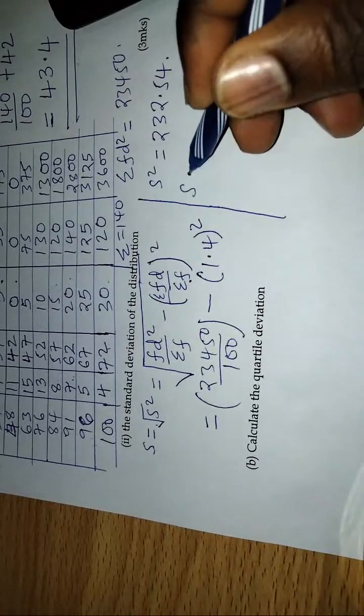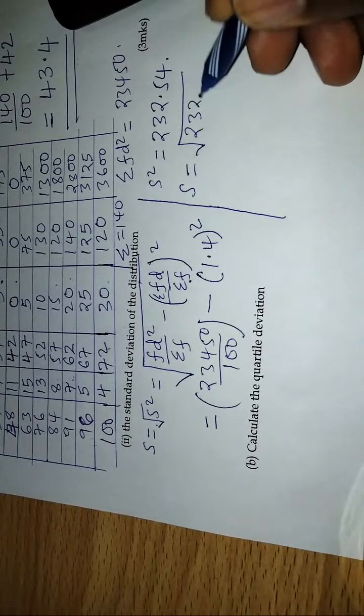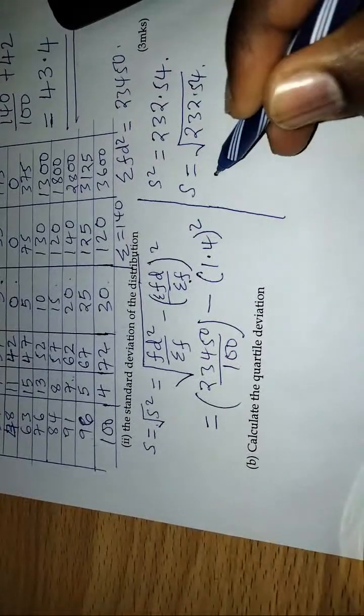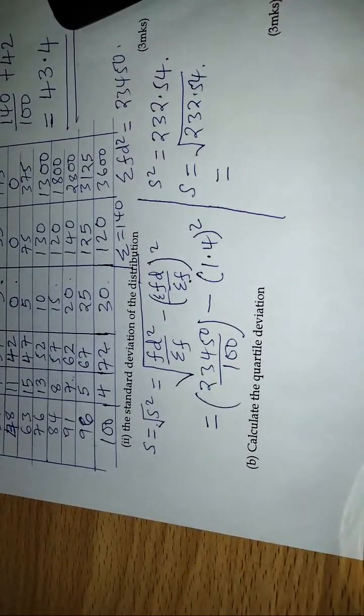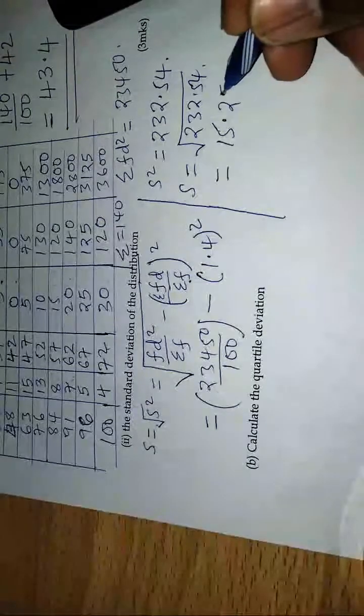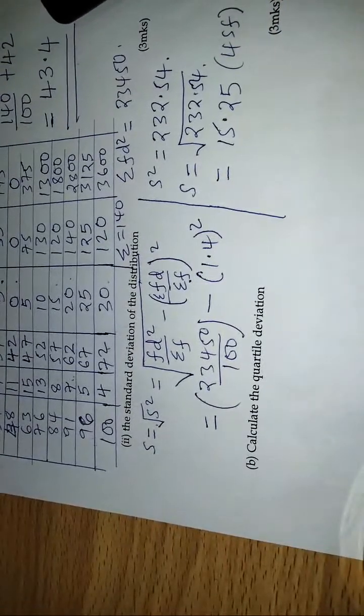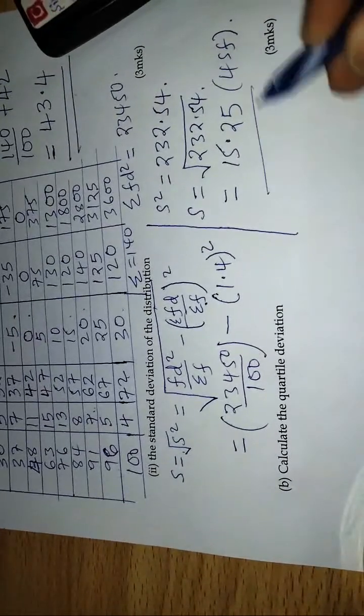For me to get standard deviation, I'll need square root of variance, 232.54. So this is going to give me, when I obtain the square root now, this will give me 15.25. This is to 4 significant figures. So this will be the standard deviation in 4 significant figures.